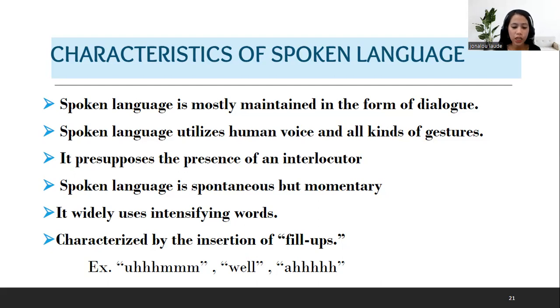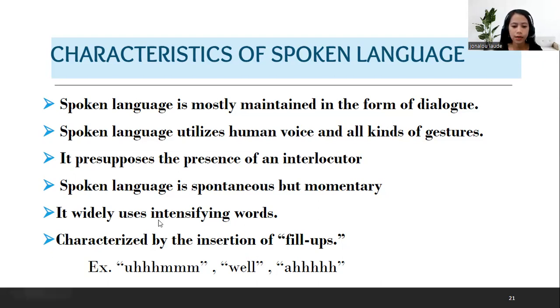So we are free to use intensifiers compared to written language. Unlike in written language, we cannot use curse words or bad words. We cannot use those words in written language. Well, in spoken language, they can be used.